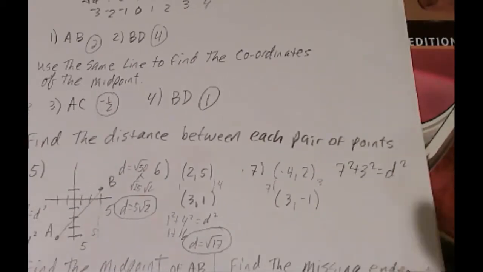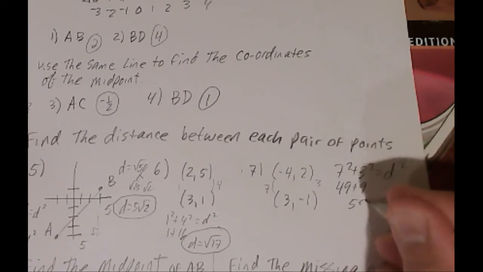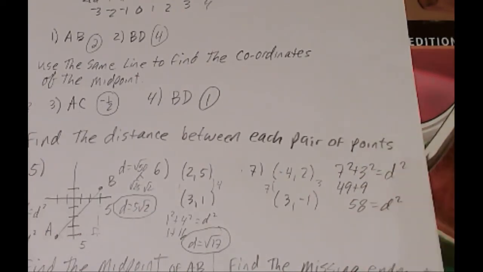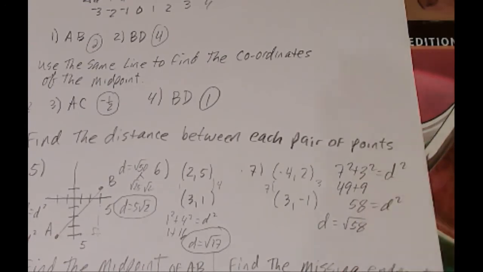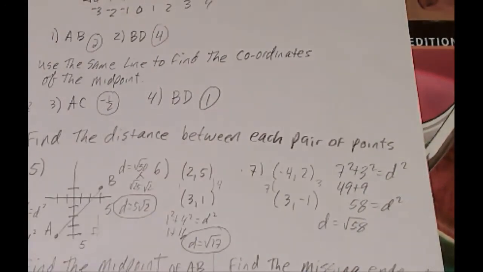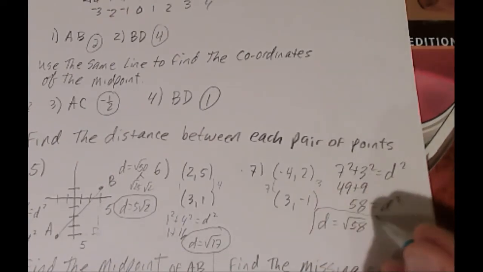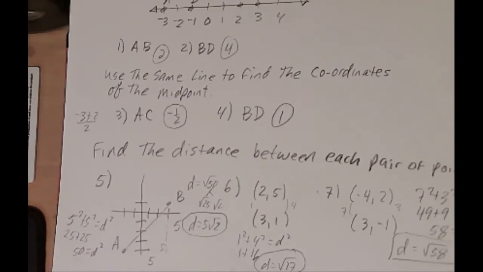Oh, shoot. And that's 49 and 9, which is 58. And so d is equal to the square root of 58. And since 58 is nothing more than 29 times 2, I guess we can't really break that one down now, can we? Okay.